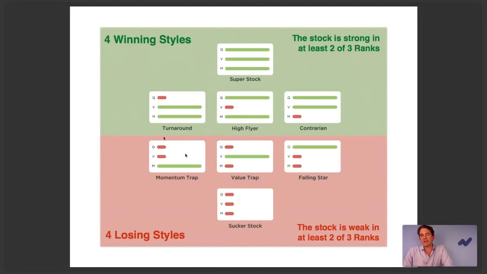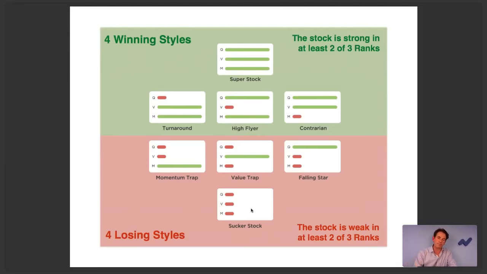We call them winning styles. Whereas stocks that are weak in at least two or three of these factors are losing styles. And this goes in a spectrum from super stocks to sucker stocks. And it can be quite controversial, I know. The labeling is designed to be quite provocative, to make you think twice about what you are doing and to make you double your research.